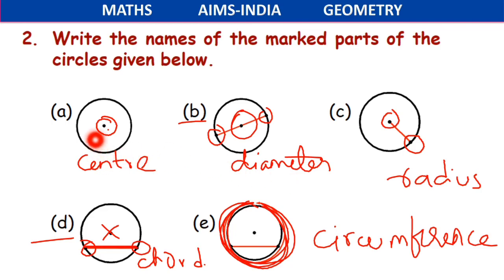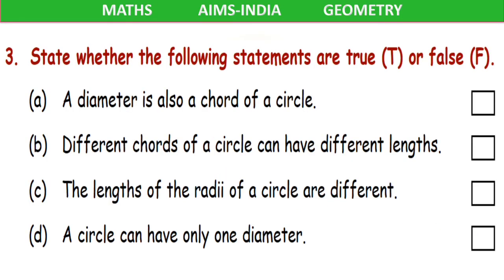Center is nothing but the middle point of the circle. Diameter is a line segment joining 2 points on the circle and also passing through the center of the circle. Radius is a line segment joining the center of the circle and a point on the circle. Chord is a line segment joining 2 points on the circle, and circumference is nothing but the length of the boundary of the circle. Now coming to true or false.